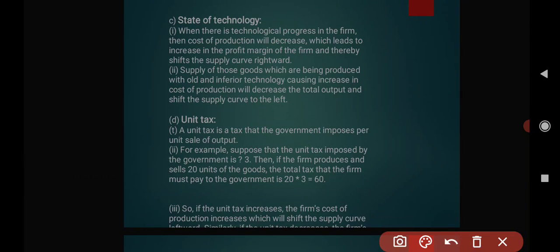Now state of technology. If the state of technology is simple, then the supply will increase. And if the state of technology which we are using is complex, then the supply will not increase as the demand.